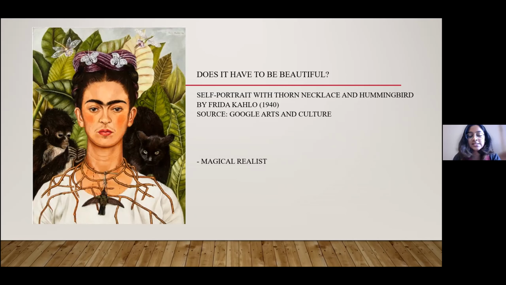I was going to say, I don't think it's necessarily beautiful, because it has a very dark kind of mood, and it's a bit scary because of the thorns. But it's a very interesting picture still. I really like it.